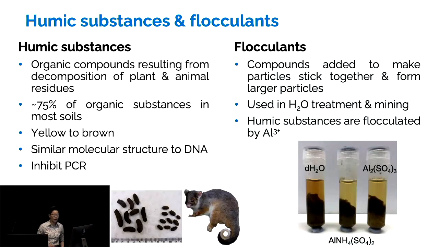Now, flocculants are compounds which essentially cause aggregation and precipitation. They're used in water treatment as well as mining. And humic substances can be flocculated by aluminium and other metallic cations. So here in these samples, you can see an equal amount of possum scat that has been bead-beaten in water and 2 aluminium-containing solutions. You can see that with the aluminium-containing solutions, there's been some binding of the humic compounds, which then reduces the amount of humic substances in the sample.